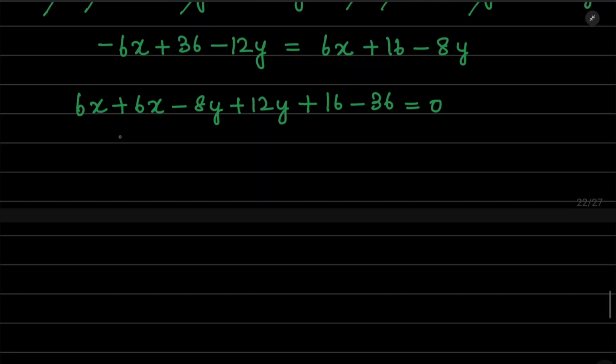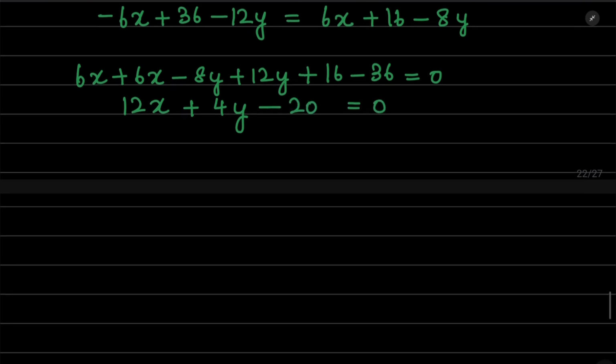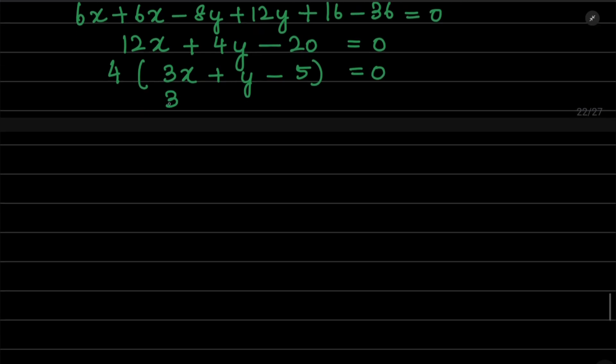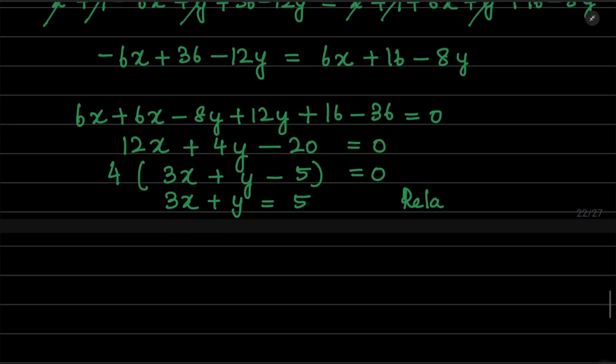So what do you get? 12x plus 4y minus 20 equal to 0. Isn't it? You can take 4 common out. So you'll have 3x plus y minus 5 equal to 0. Okay, or you can say 3x plus y equal to 5. So this is the relationship between, this is what is asked.